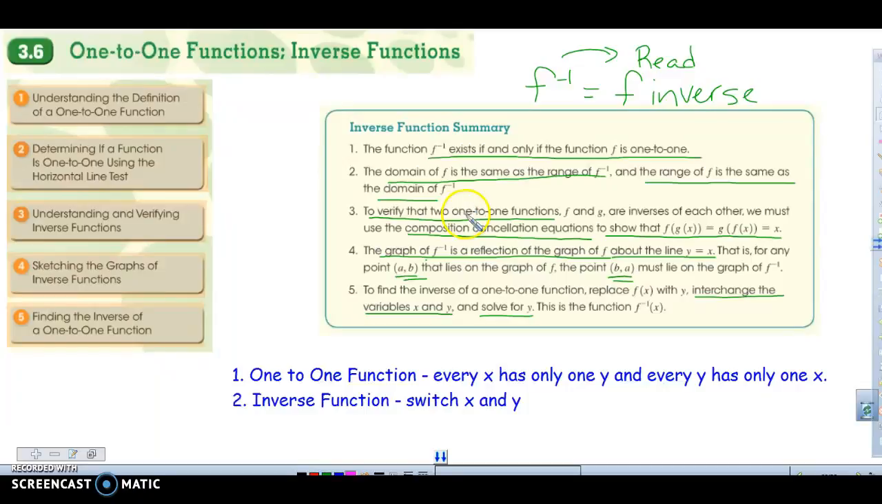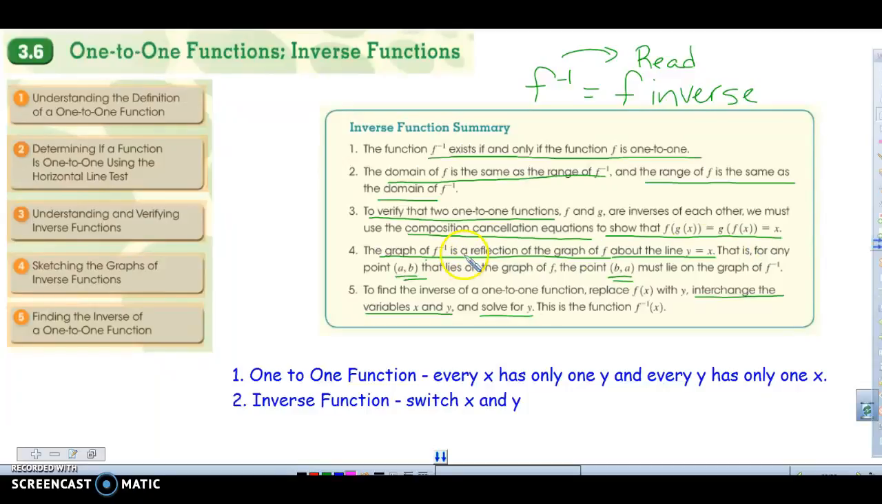One of the ways we can verify that a function is one-to-one is if you compose it in either direction and you end up getting what you started with. You end up getting the input. So what inverse functions do is they cancel out what the other function did.